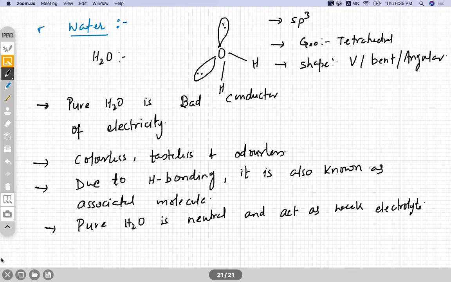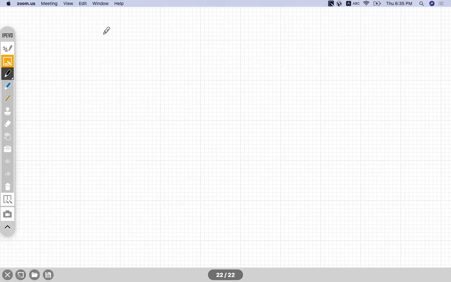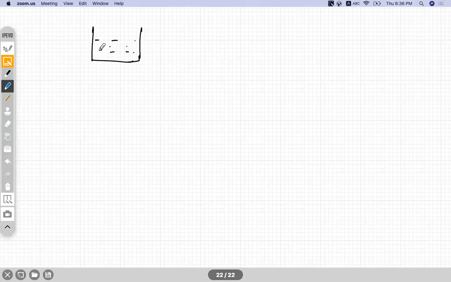For example, if you take NaCl, when you dissolve it in water, it won't exist as a molecule, that is NaCl, but it exists as Na plus and Cl minus. So this is called an electrolyte, which dissociates into its ionic form. H2SO4 is an electrolyte. HCl is an electrolyte. So basically, all acids, bases, and salts are electrolytes, correct?